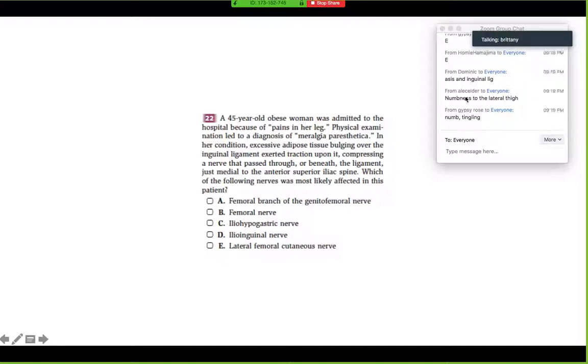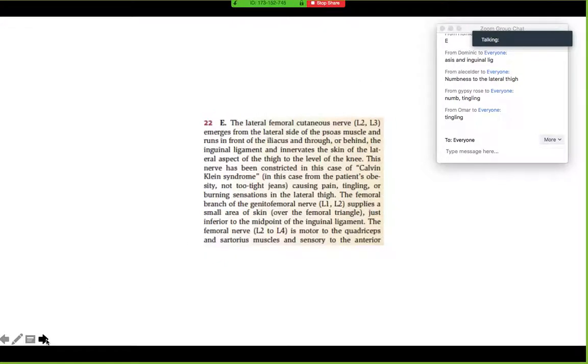Yes, that's what I was looking for. Numbness to the lateral thigh. So that is more likely what you would see in the question stem, like a DCOM, if that makes sense. So don't expect buzzwords like myalgia paresthetica or hipster syndrome.